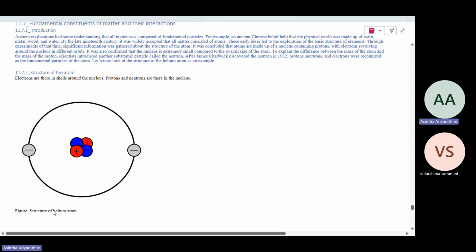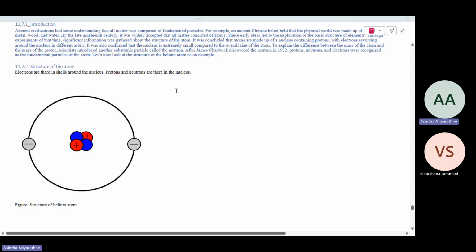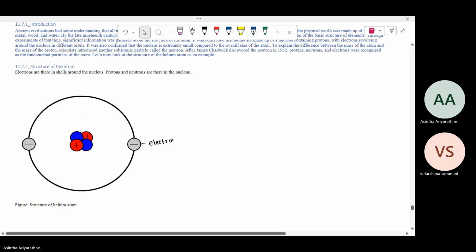So this is the atomic structure. These are the fundamental particles. Here we have electrons, protons, and neutrons. The red color are neutrons. So these are electrons, protons, neutrons.